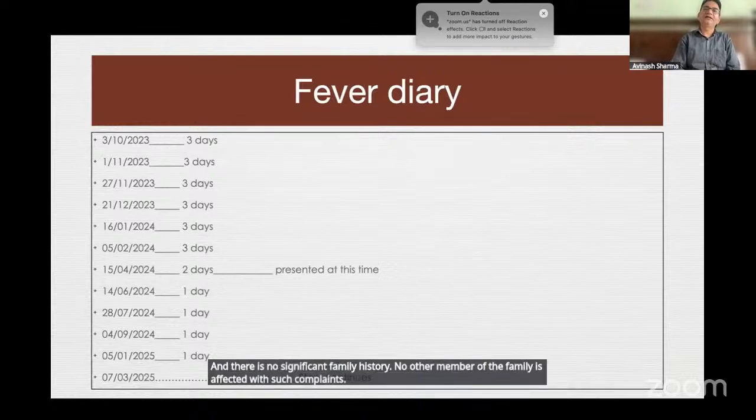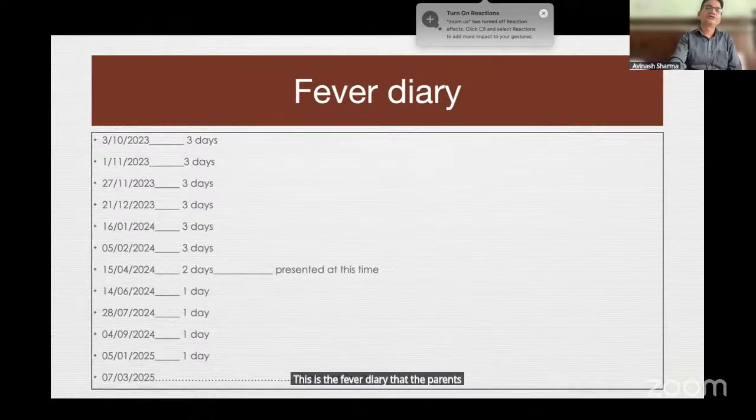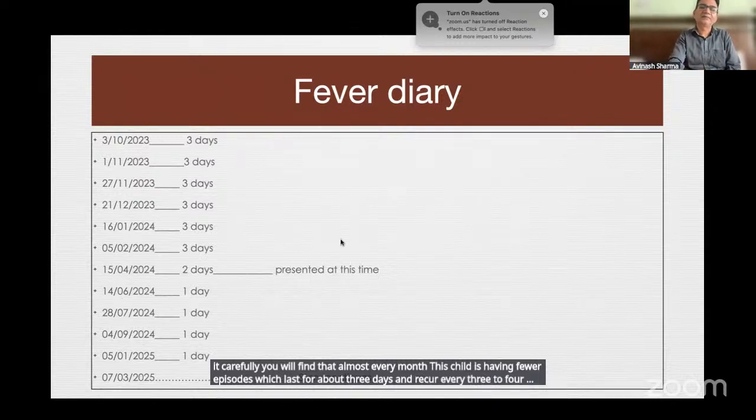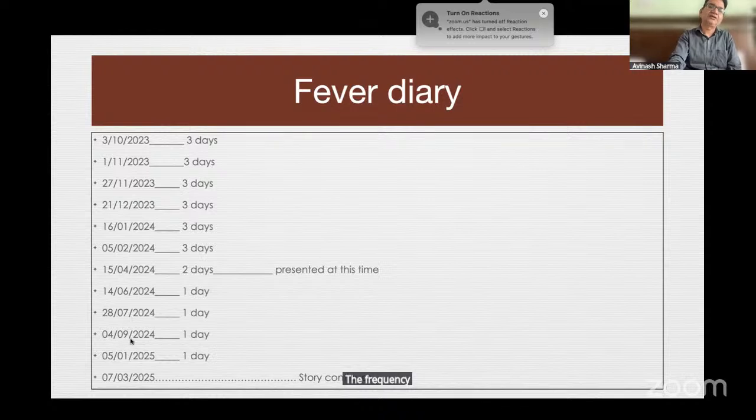This is the fever diary that the parents brought. So you can see, if you look at it carefully, you will find that almost every month, this child is having fever episodes, which last for about 3 days and recur every 3 to 4 weeks. At this time, he presented to us in April 2024. The frequency persisted. He continues to have fever episodes almost every month, but the duration of fever has decreased with whatever we have done. And the story still continues. The patient still continues to have fever.